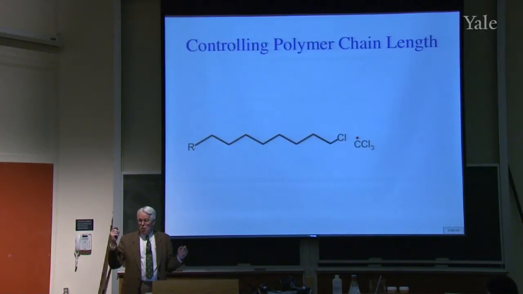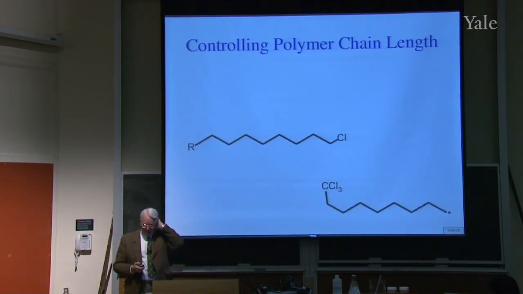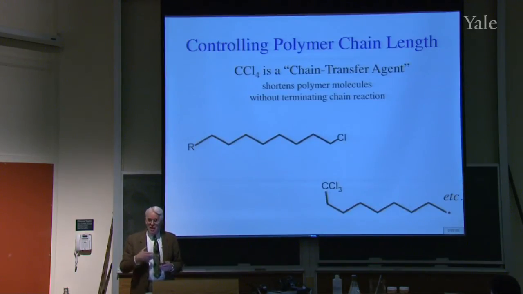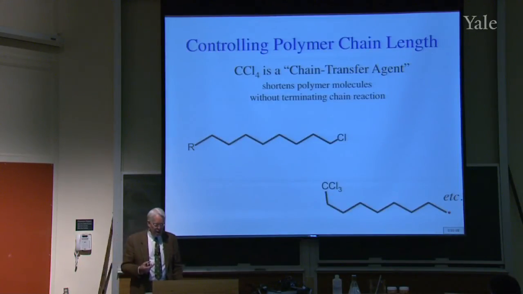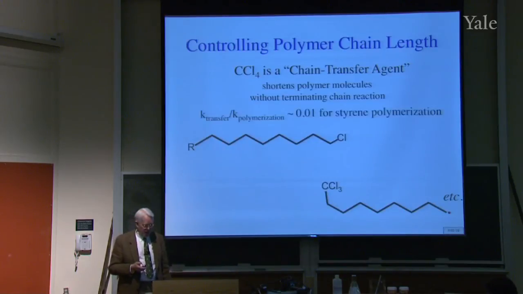But you have the trichloromethyl radical. So it can add to another alkene. And then that one can grow a new chain. So you see what you've done by this is used what's called a chain transfer agent. It doesn't destroy the kinetic chain. The radical still keeps working, but on a new molecule. So you shorten the polymer molecules without terminating the chain reaction. So if you add more of the chain transfer agent, you get shorter chains.